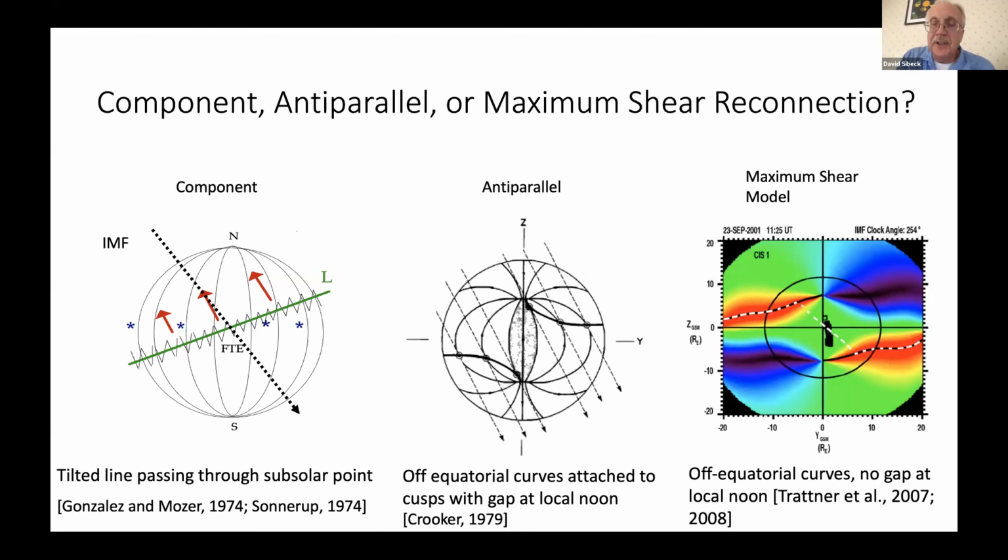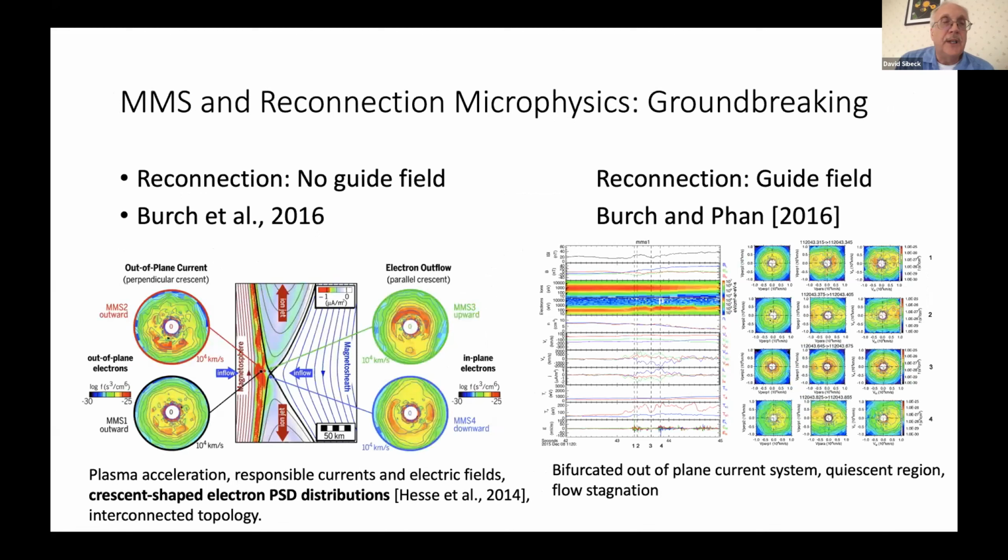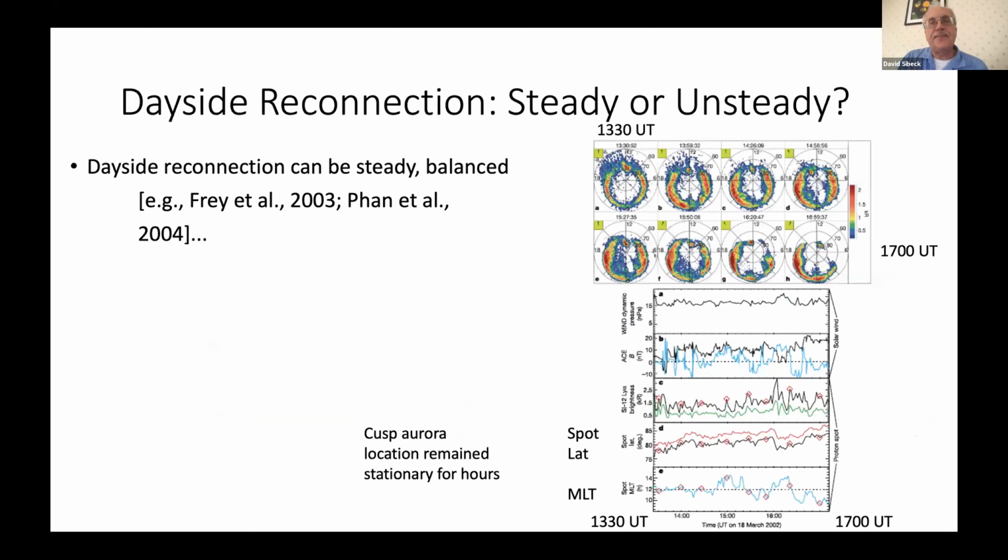This model has been advocated very successfully by Karlheinz Trattner at numerous GEM meetings. We cannot omit to mention the pioneering work that MMS is doing on reconnection microphysics with a guide field and without a guide field, looking at the acceleration that occurs, the currents, the fields, the types of electron phase-space density distributions that occur. Very detailed work helping us to understand this microphysics process, which governs the overall interaction.